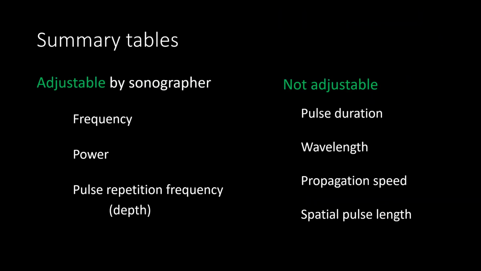In summary, what's adjustable by the sonographer is frequency, power, and pulse repetition frequency through depth. What is not adjustable is your pulse duration, your wavelength, although it relates to frequency, your propagation speed, and your spatial pulse length.